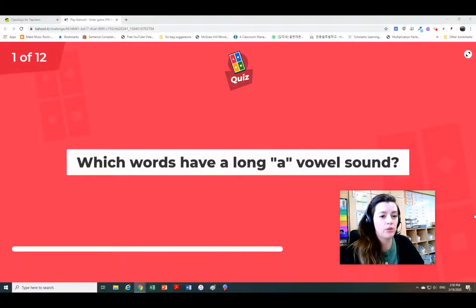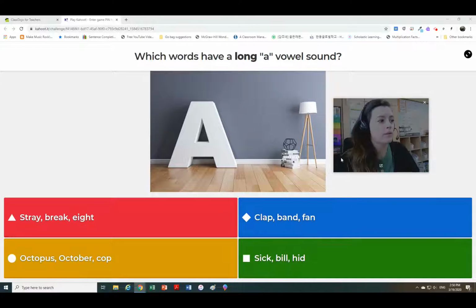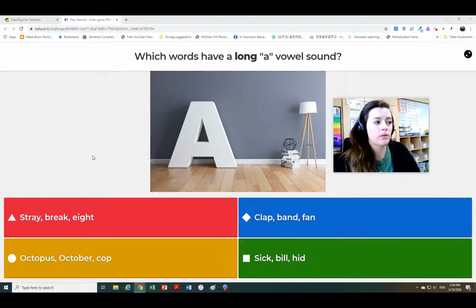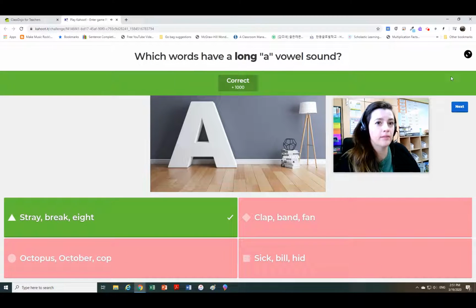Okay. First one, the long A vowel sound. So read your answers. Make either right triangle, circle, diamond, or square for number one. Okay, I'm going to give you the answer in 3, 2, 1. The correct answer for the long A, stray, break, 8. This is the correct answer. Okay, let's keep going.